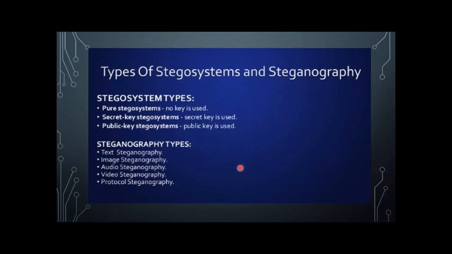Okay, so let's come to steganography types. Well, there are 5 major types of steganography: text, image, audio, video, and protocol. In text steganography, a secret message is hidden behind a text or any form of text like a paragraph, essay, phrase, anything. Similarly, in image, audio, and video steganography, the secret message is hidden behind them.